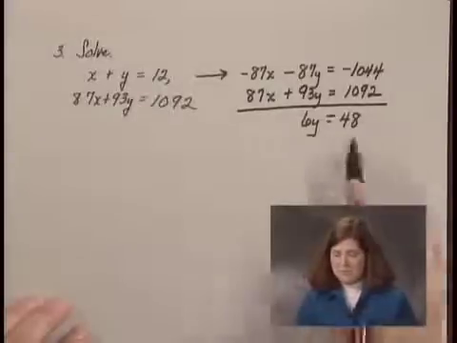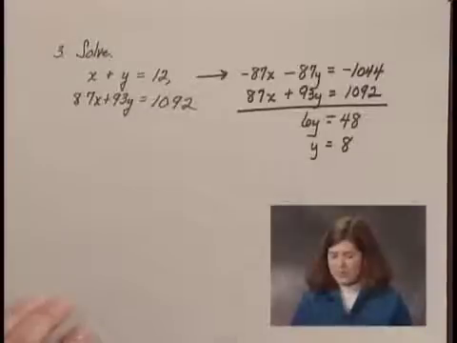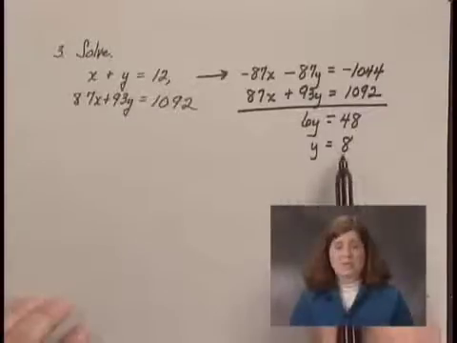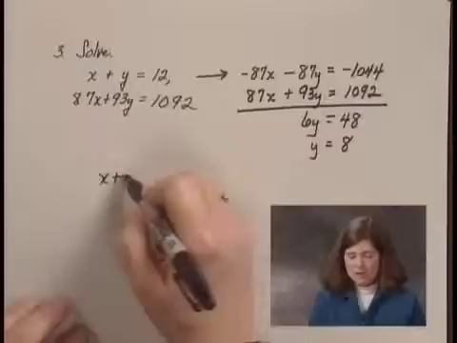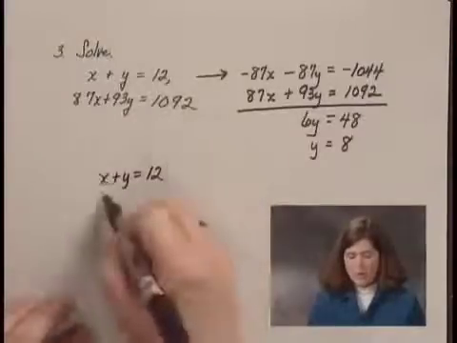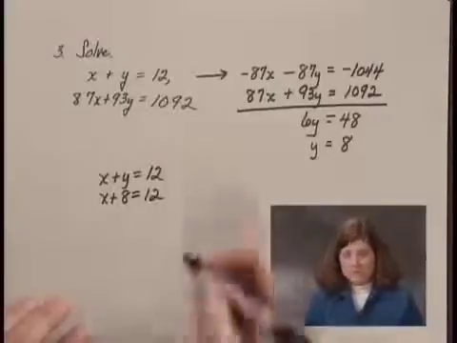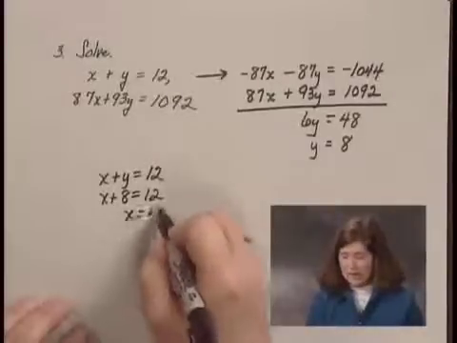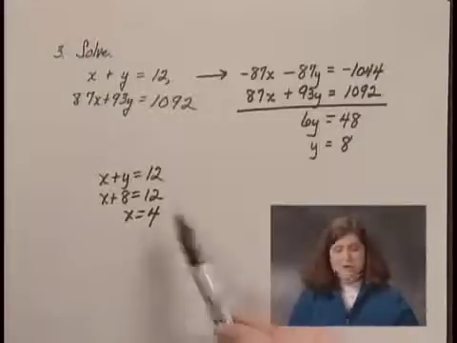Dividing both sides of the equation by 6, I get y equals 8. Now, if y is 8, what does x have to be? Well, for my first equation, I can see that x plus y is 12. So if y is 8, x plus 8 is 12. Subtracting 8 from both sides, I see that x has to be 4. So I have a possible solution of x is 4 and y is 8.